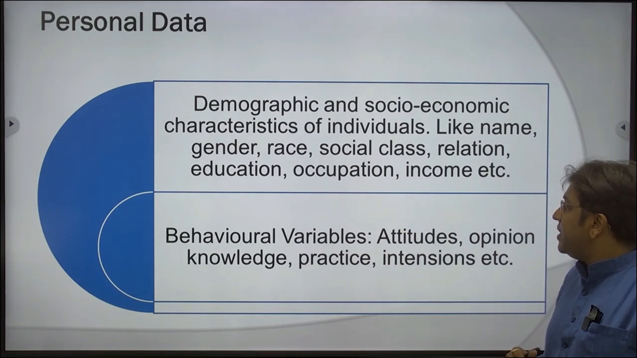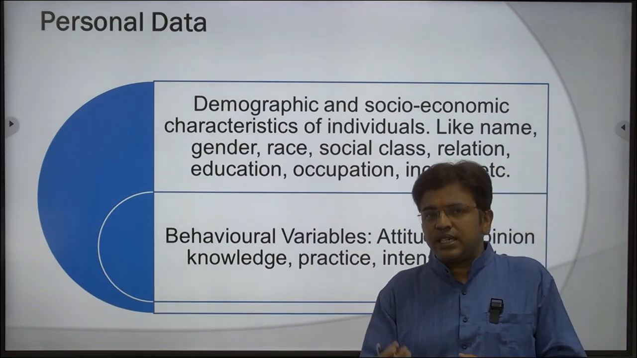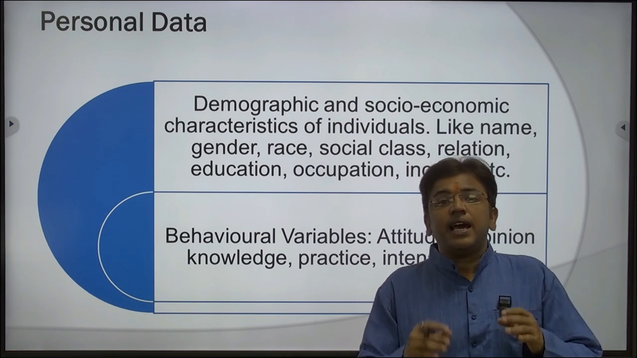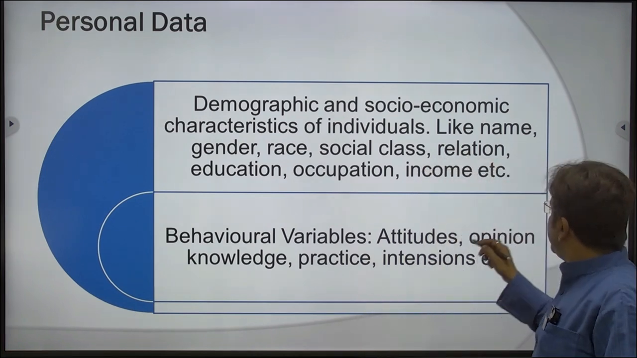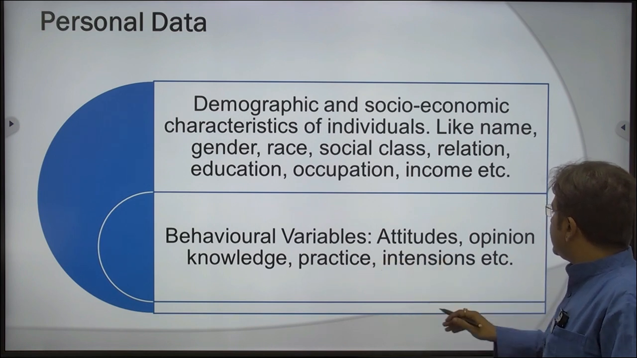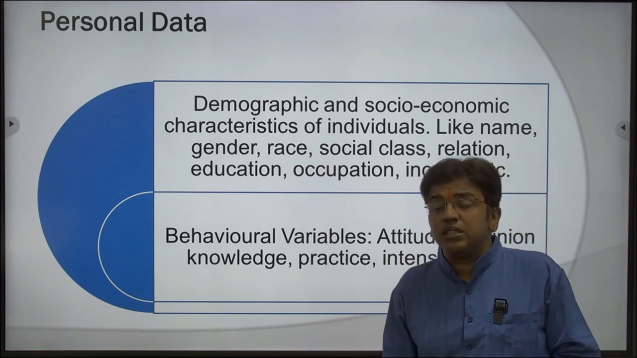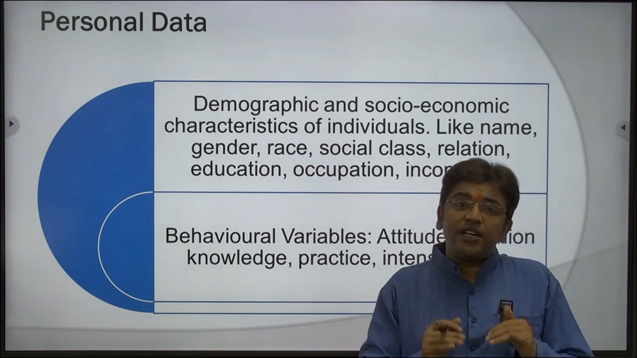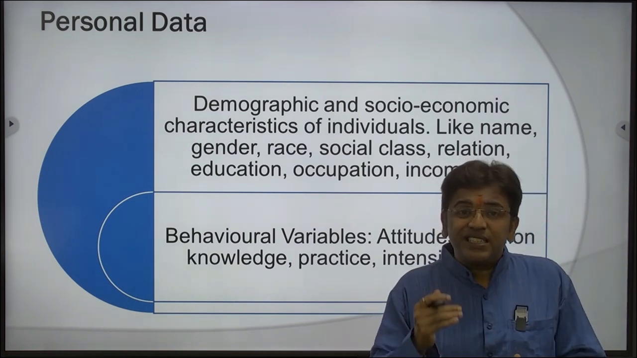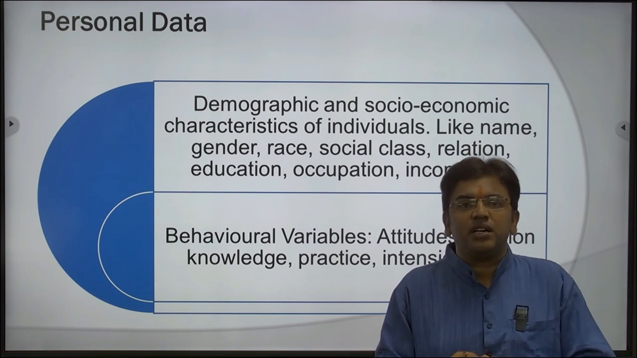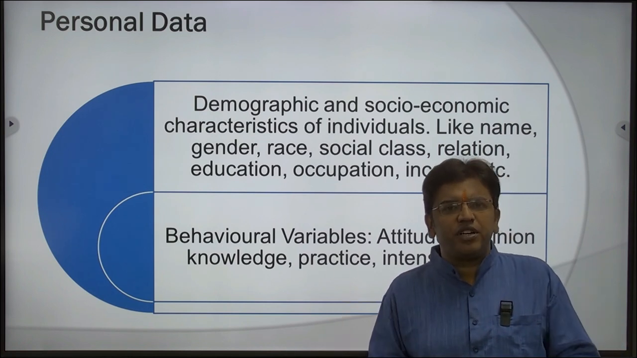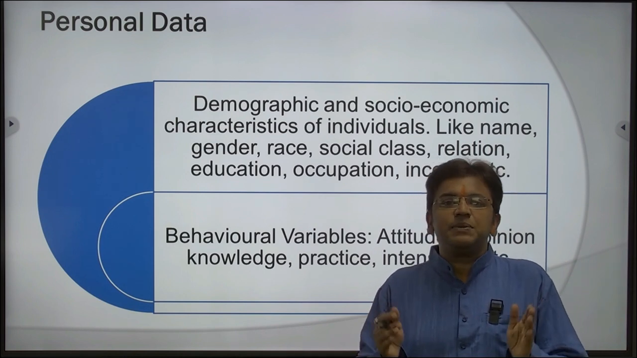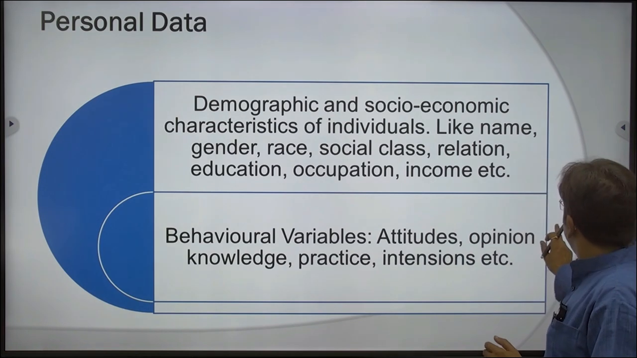Then behavior variables, that is also very important, because an individual and his behavior is very important when we analyze the data. Here attitudes, opinions, knowledge, practices and intentions are very important. As you all know, attitude and opinion are different, because the attitude of an individual towards certain things, towards certain conditions is different, but opinion can be very much different. So here all the things of a behavioral segment are considered.